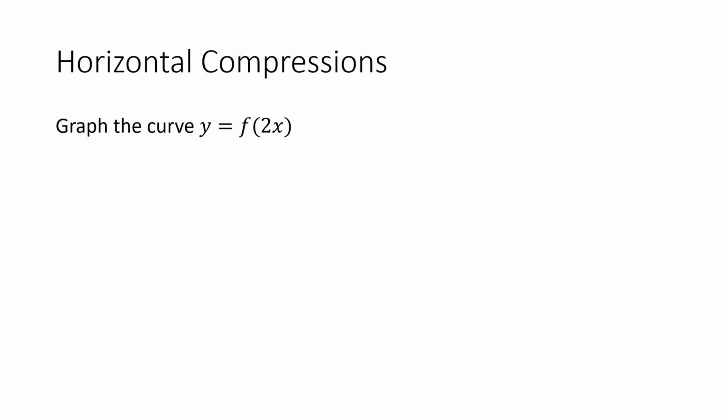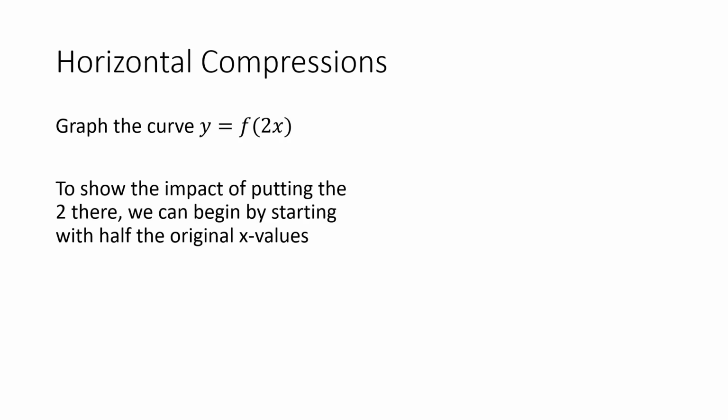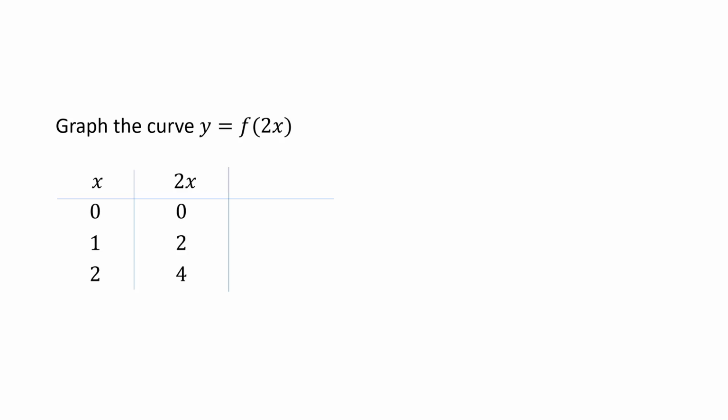The value of k. Let's graph the curve y equals f of 2x. To show the impact of putting the 2 there, we can begin by starting with half the original x values. You might remember on the parent function, the x values that we were using were 0, 2, and 4. Well, now we're going to let x be 0, 1, and 2. But then that's going to let 2x be 0, 2, and 4. Then we're going to figure out what f is at 2x.